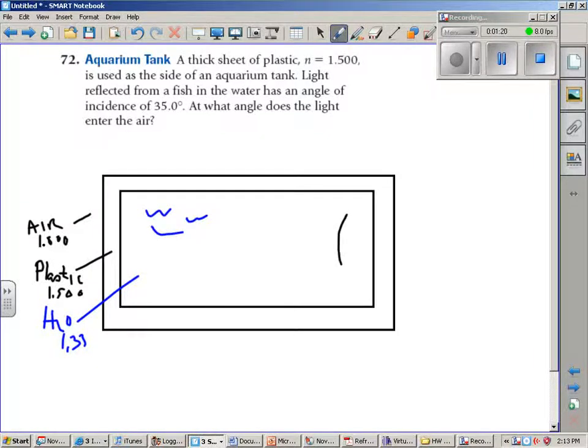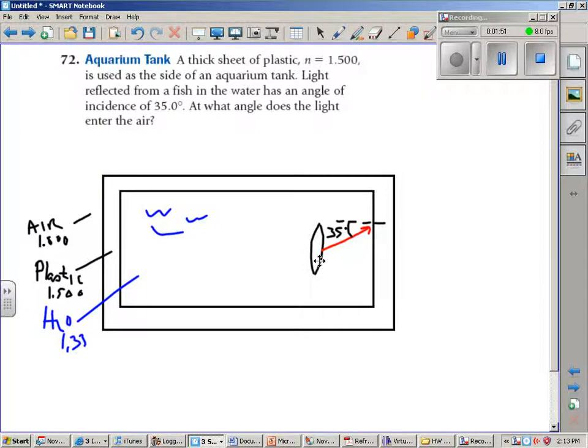So here's a fish, and maybe I'll move that fish a little bit farther away. Light is reflected from a fish in the water and has an angle of incidence of 35 degrees. So this light coming from the fish has an angle of incidence of 35 degrees. What angle does the light enter the air?